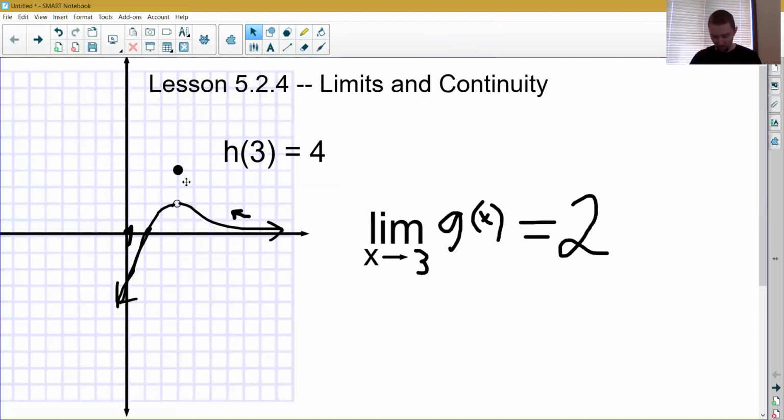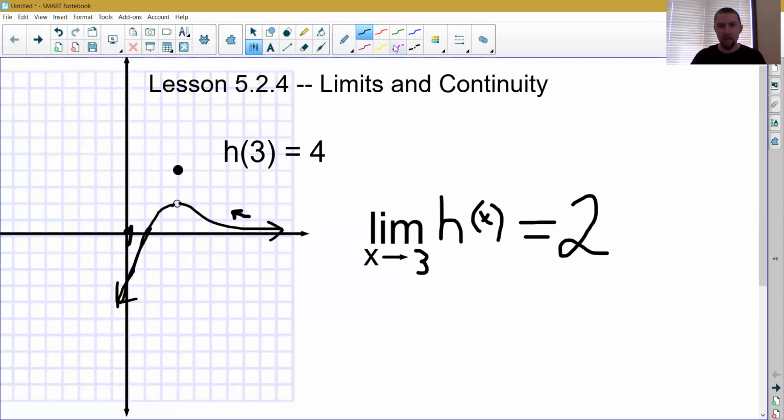What they want us to do, though, is evaluate the two-sided limit for h of x as x approaches 3 from both sides. So they just want us to change this little expression here to be the limit of h of x as x approaches 3.